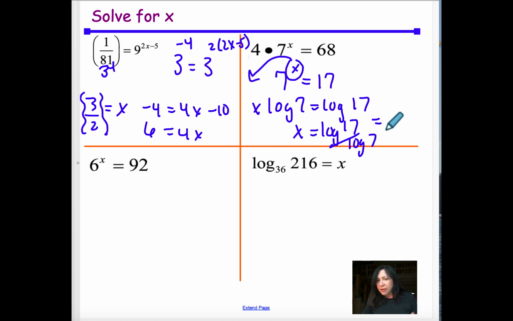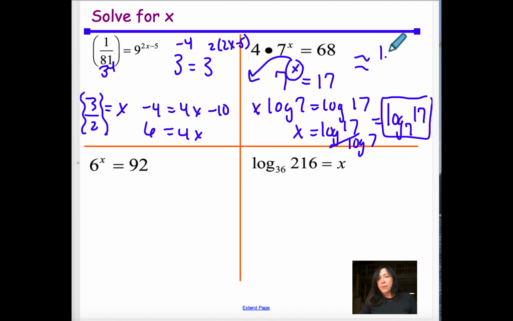And remember, if you don't have a calculator, you would write that like this, log base 7 of 17, and that would be your answer. But if you do have a calculator, you're going to actually find the value of that, and that's going to be, let's see, log 17 divided by log 7, and I get 1.4559 or 456.